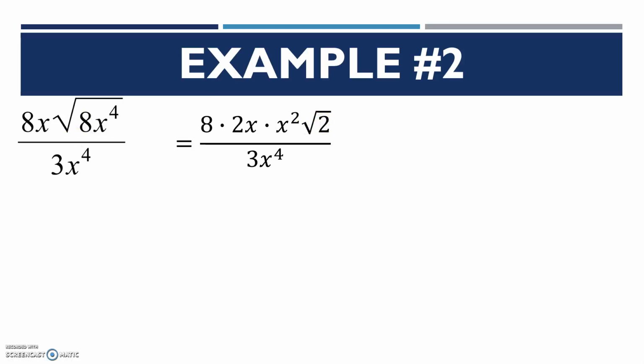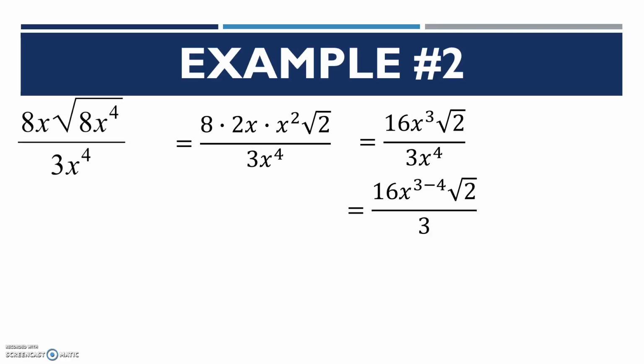So now I just simplified my radical. I'm going to simplify the numerator. 8 times 2 is 16. X to the first times x squared is x to the third. So now I'm ready to simplify the fraction. I'm not going to do anything with the square root of 2. 16 over 3 cannot be simplified any farther and is going to stay the same.